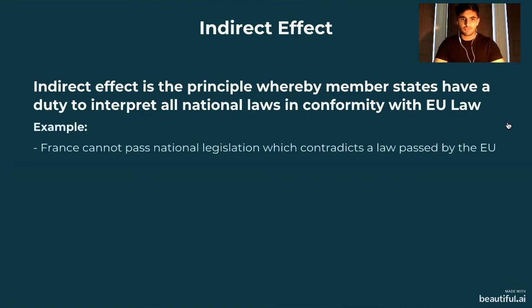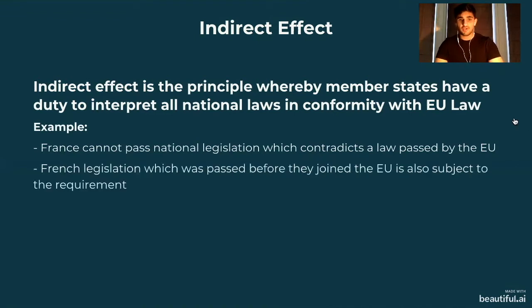Like I said, an example is that France cannot pass national legislation which is going to contradict laws that are passed by the EU. And in fact, this will apply to legislation already enacted by France even before, say, for example, it joined the EU. So let's say French legislation was passed which contradicts EU legislation, but this was before France joined the EU. Let's say it has a law from 1786. This law would also be subject to the requirement, because the idea is that member state governments cannot rely on any laws which would directly conflict with the EU as long as they are a member of the EU.